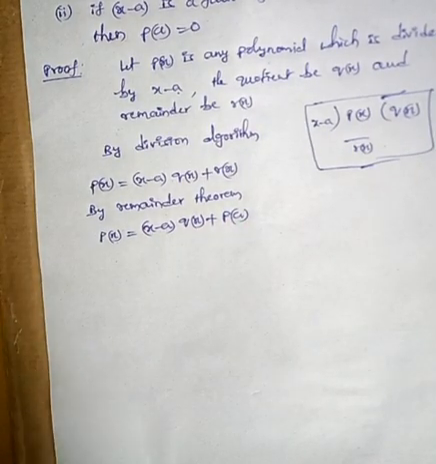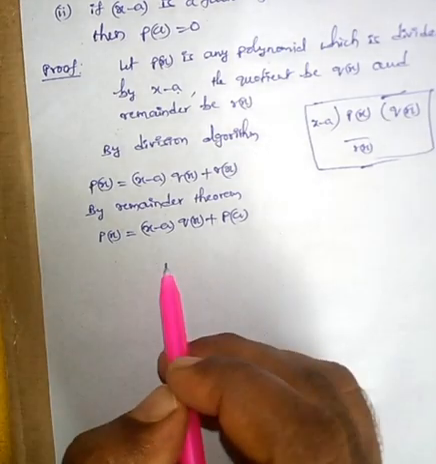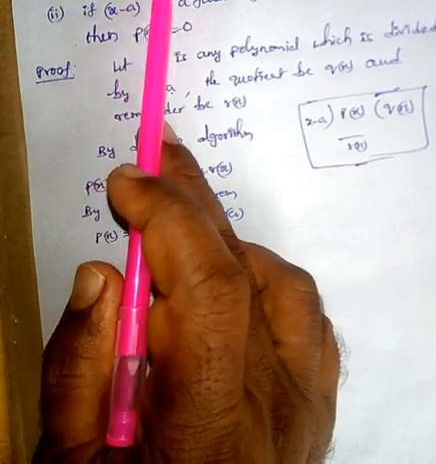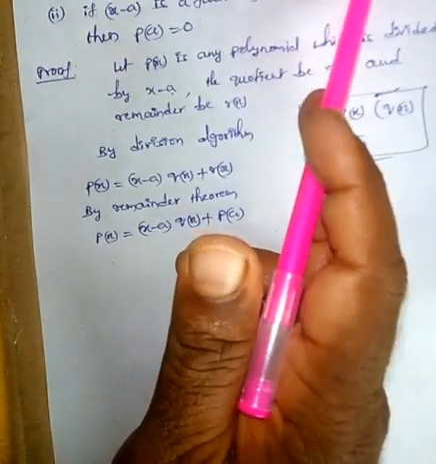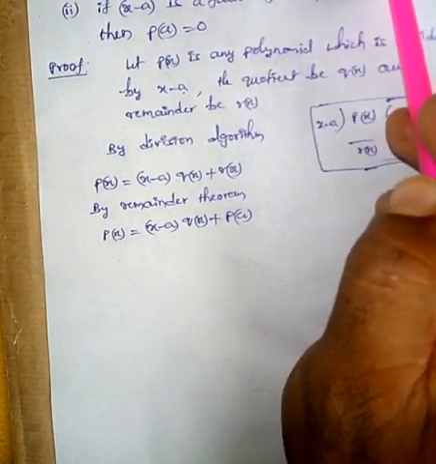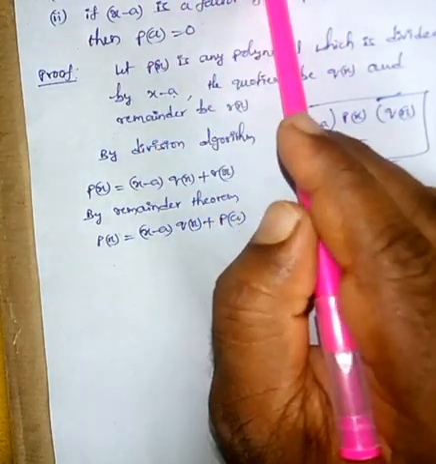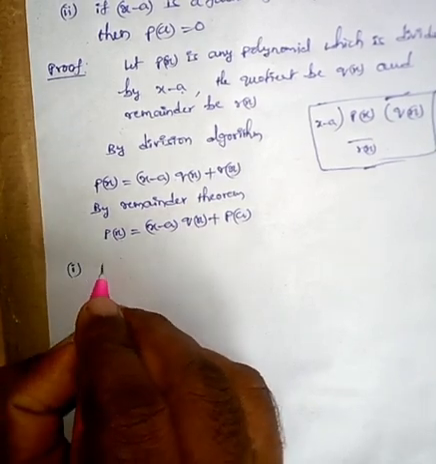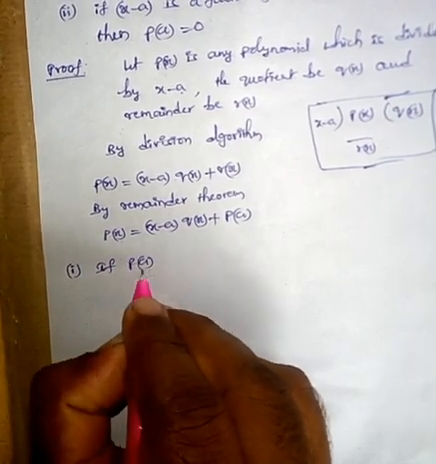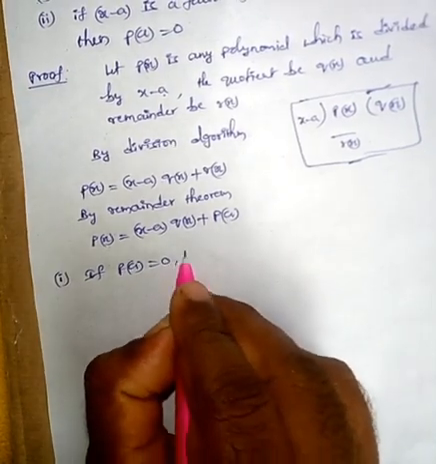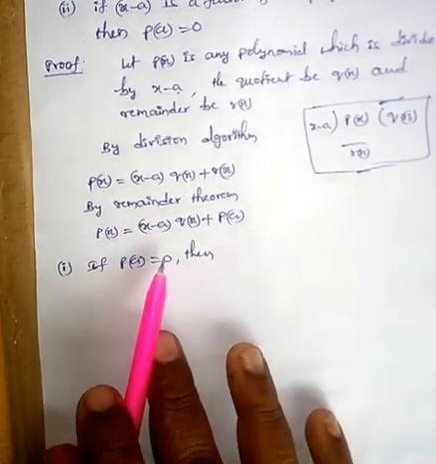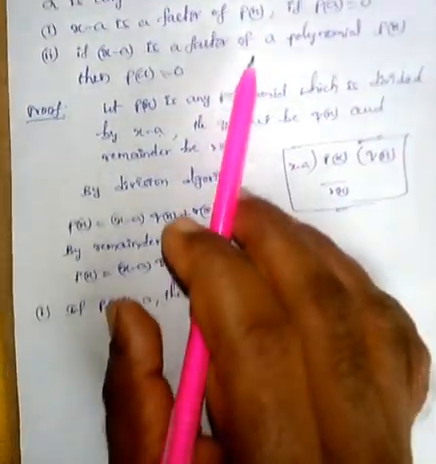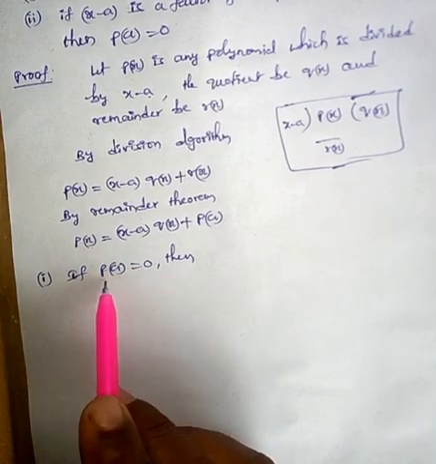Okay, so we have to prove the first condition, that is, x minus a is a factor of p(x) if p(a) equals 0. In case the remainder is 0, then you can say that x minus a is a factor of p(x). So the first condition is: if the remainder is 0, then x minus a is a factor of p(x). That's why I'm taking the remainder as 0, that is, p(a) equals 0.